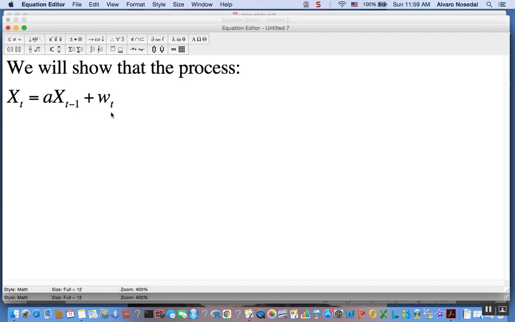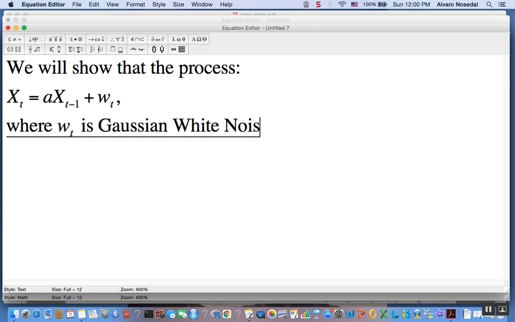WT, just like before, represents Gaussian white noise, okay? Where WT is Gaussian white noise, meaning the WTs are IID, independent and identically distributed. They are normally distributed with mean 0 and variance sigma squared.